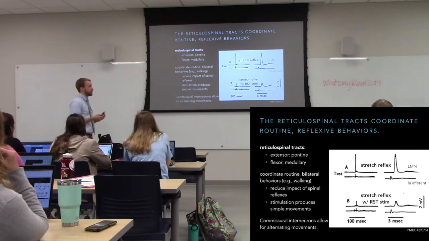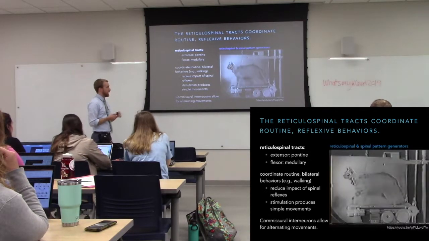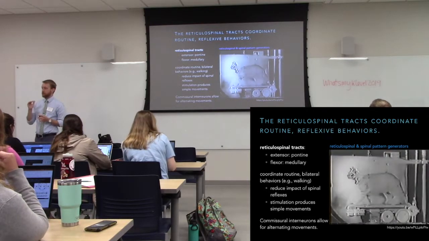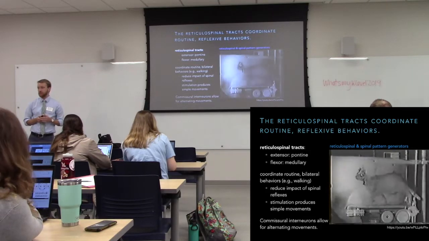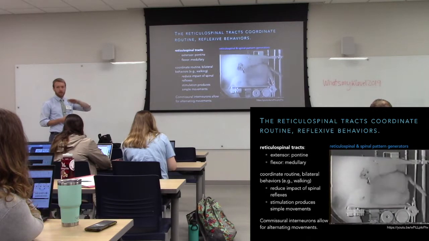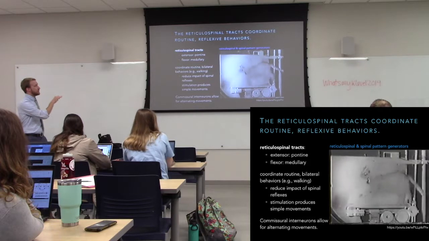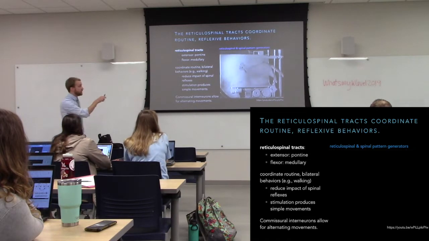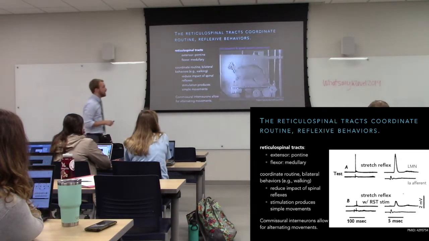Again, what this is going to do is well-patterned bilateral movements. Here's a cat. This cat is special because they've severed the connections with the cerebrum and the rest of the nervous system, so it's a decerebrate cat. From the midbrain up, no more axons, no connections. So this is just the reticulospinal tract allowing, and the spinal pattern generators, by the way, to allow the cat to have kind of this gallop whenever they turn the treadmill on.